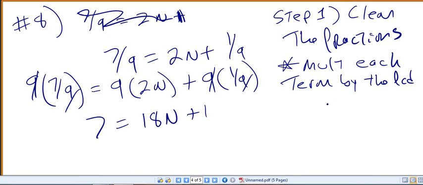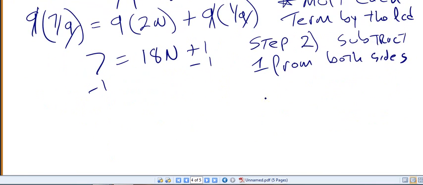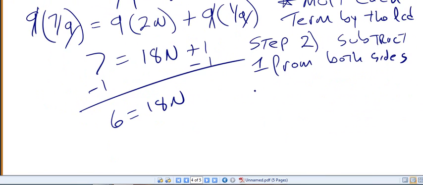If you're confused on that, see me in class and I'll go over it with you if I need to. So step 2, now it's just like a regular equation, right? So we're going to subtract 1 from both sides. Subtract 1, subtract 1. So now I got 6 is equal to 18n.